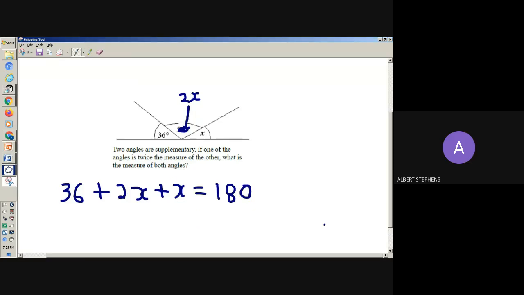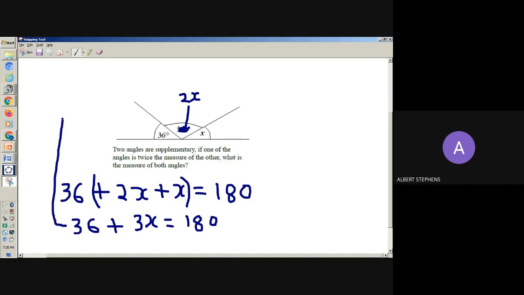So basically, they want you to find what? What is x? So how would you do that? This is algebra. Can I add these two? No, because they're not like terms. So we're going to add these two terms. We get 36 plus what? What's 2x plus x? 3x. 3x equals what? 180.